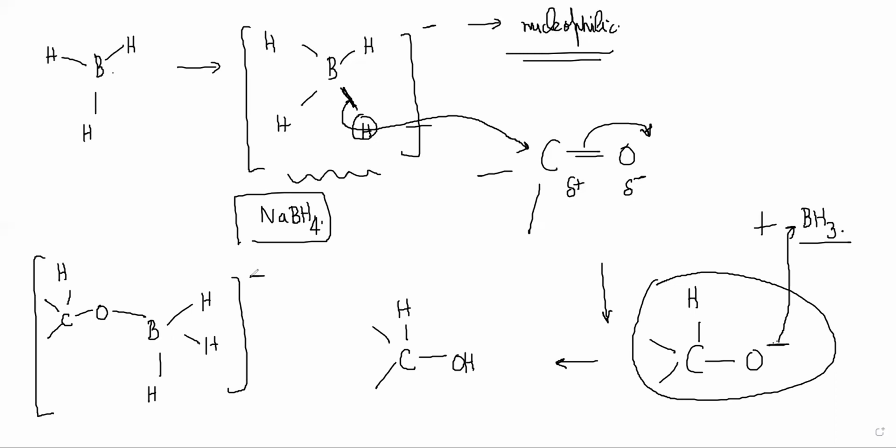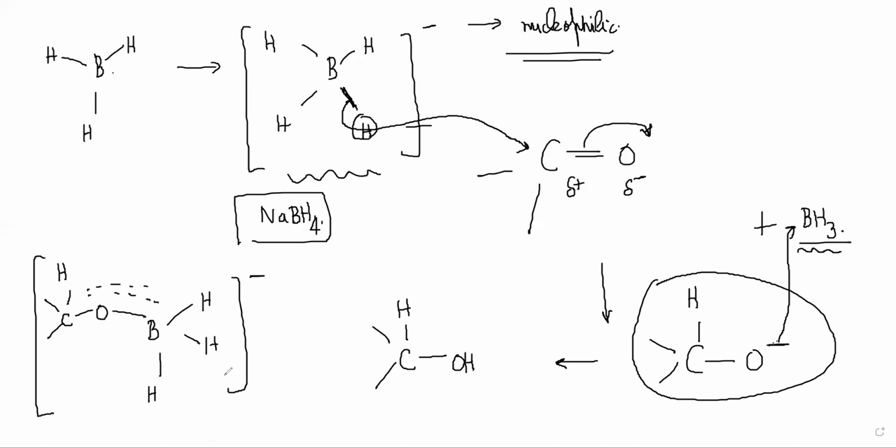The reason this is better than that situation is because right now BH3's octet needs have been satisfied here. And the charge is also distributed over the bigger molecule. The charge is not just on an oxygen here, it is distributed over this whole region now. So now we have a tetravalent boron anion again.